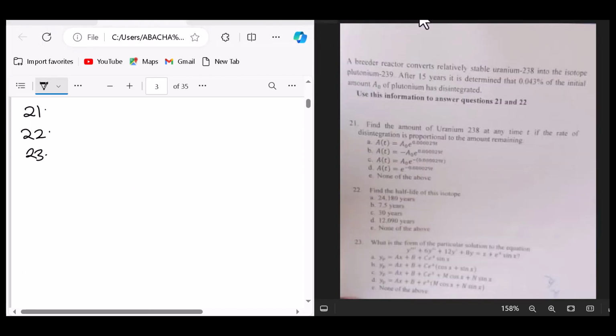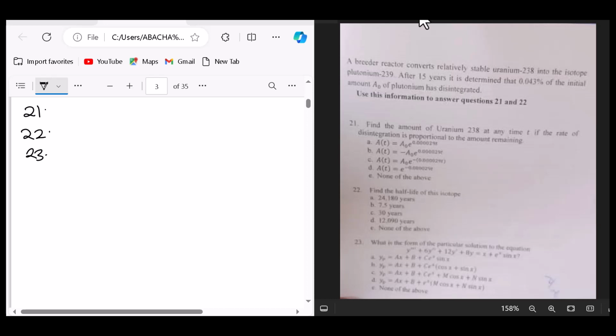Okay, so let's look at question 21, 22, and 23. Question 21 is like a compound question; we are using the information to answer 21 and 22. A breeder reactor converts relatively stable uranium-238 into the isotope plutonium-239. After 15 years, it is determined that 0.043% of the initial amount A0 of plutonium has disintegrated.